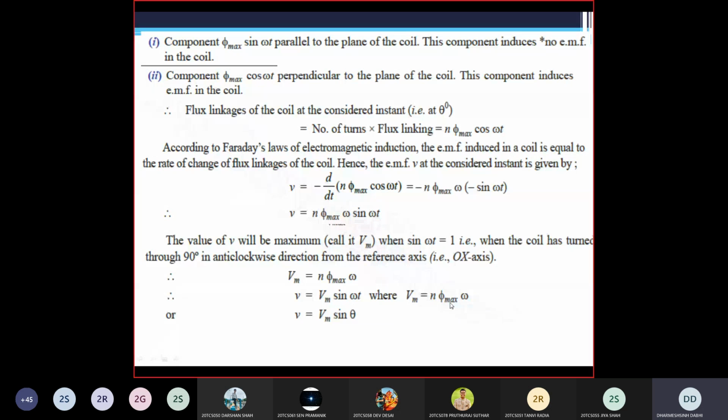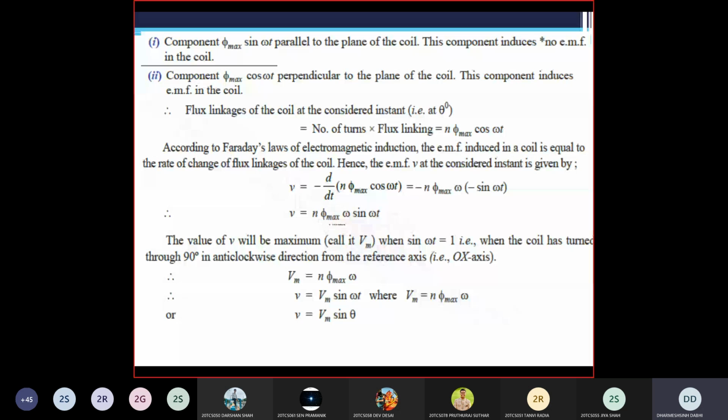Here we replace this N phi max omega by Vm. Or you can replace omega t, that is the angle, by theta also. So another way you can write v is equal to Vm sine theta. I hope it is clear to all, and you understand how to get the equation of alternating voltage or induced EMF. All of you clear on this?